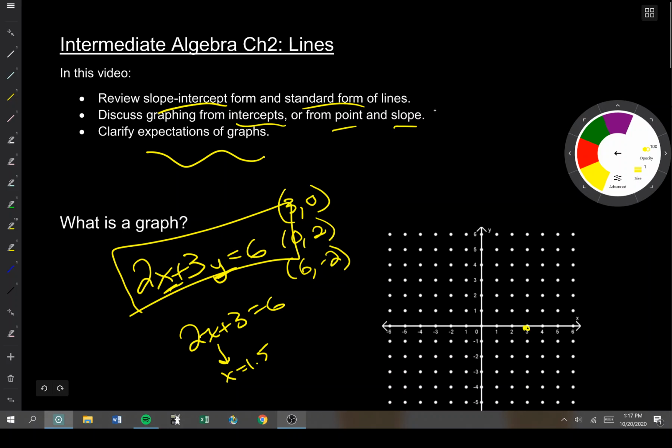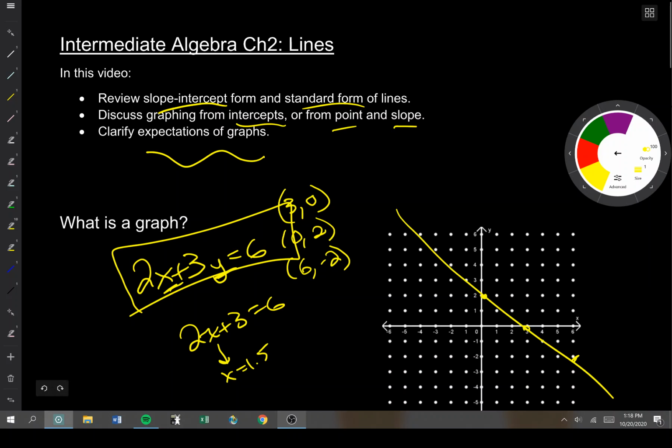We have the point 3, 0, we have the point 0, 2, we have the point 6, negative 2. One of these doesn't quite seem right. Why is that? 12 minus 6 does equal 6. Yeah, these are all good. They look off, but they're fine.